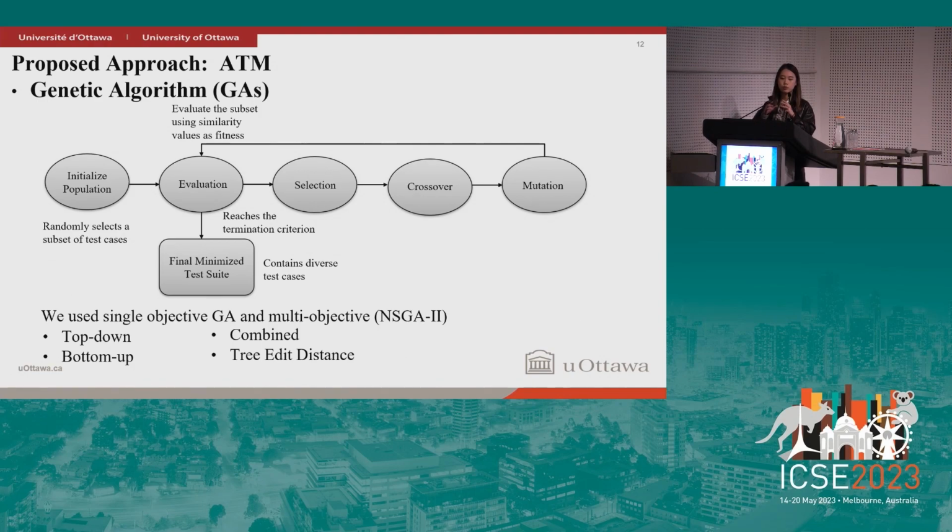So we use both a single objective genetic algorithm with each of the similarity measures as fitness, and also we use the multi-objective search like the NSGA2 combining 2 of the tree-based similarity measures as fitness.